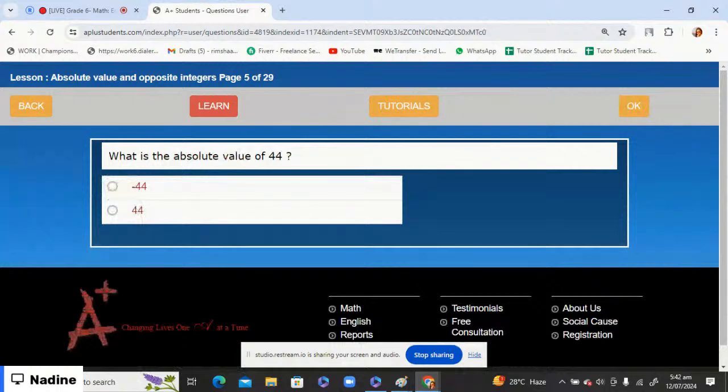What is the absolute value of 44? Now you guys tell me. As I already explained, what is the absolute value? Any number which is in the form of negative or positive, you can change it into the positive, okay? So the absolute value of 44 is plus 44, okay? Just ending up the class in 3 minutes.